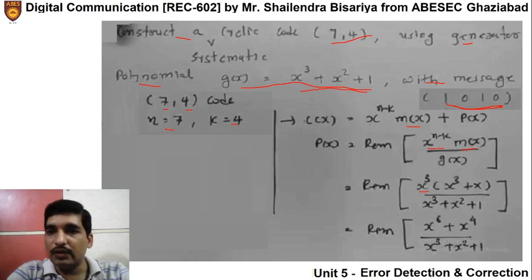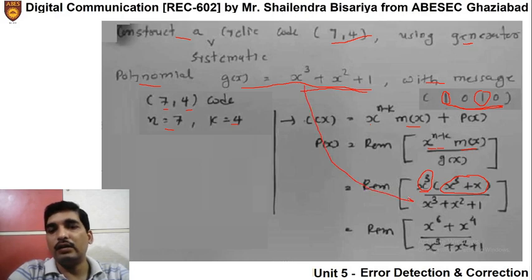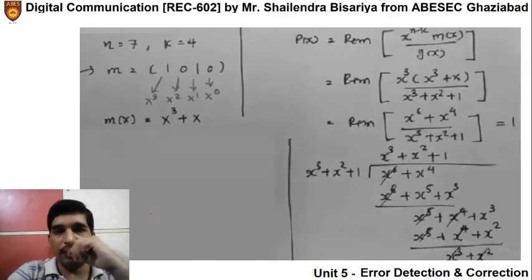m(x) is 1010, so it is x cube plus x. So m(x) is x cube plus x, multiplied with x cube and divided by the generator polynomial, that is x cube plus x square plus 1. We multiply x cube into x cube, it becomes x6, then x cube into x becomes x4. So we have to find the remainder of x6 plus x4 divided by x cube plus x square plus 1. Then we will add it with this term, x cube into x cube plus x. So first of all find this remainder.